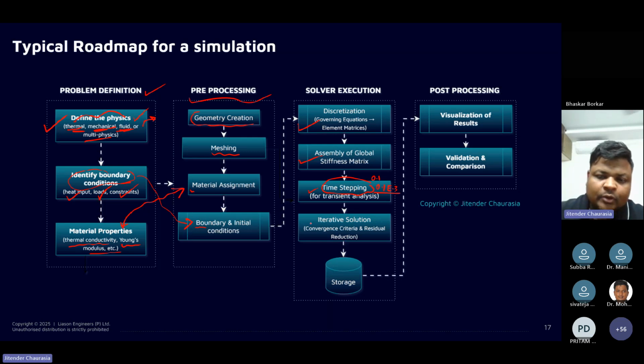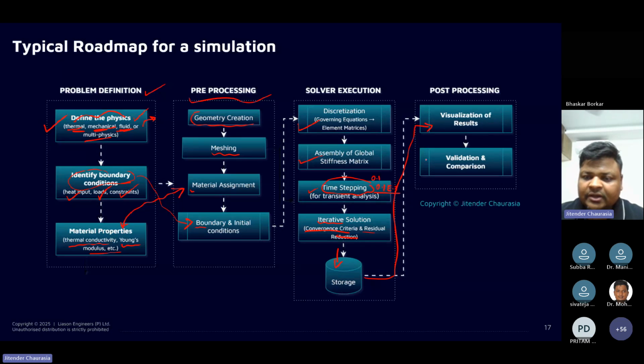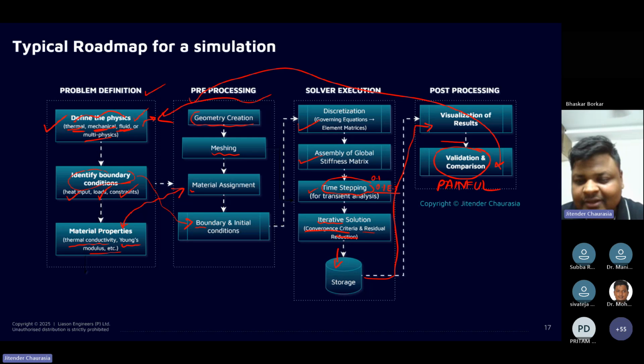And then you have to also decide whether it's an iterative solution and what is the convergence criteria and residual reduction factor and all. I don't want to go much into this because it's a long thing. And once everything is done, you will store the data. And then in the next step, you call that data and plot it, understand it. And then last, most important thing, you have to validate the model. If you are getting right trend or you are not getting right trend, this is the most, I would say, painful thing. Because anything goes wrong here, you have to come back to the basic again.